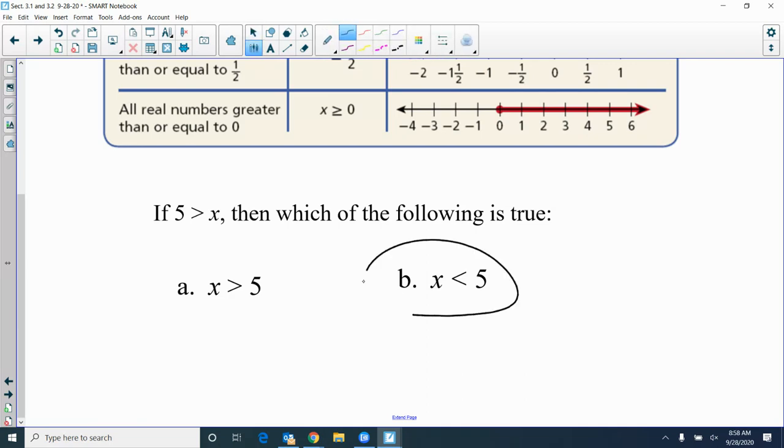It would be B. Here's why. When you flip the order, it says 5 is greater than X. Well, if I want to put the X first, if it's pointing towards the X here, it has to be pointing towards the X when I flip the order. So that's the same as X is less than 5. Some people just flip these and then leave the sign the same way. That's going to be incorrect. So you just got to be careful there.